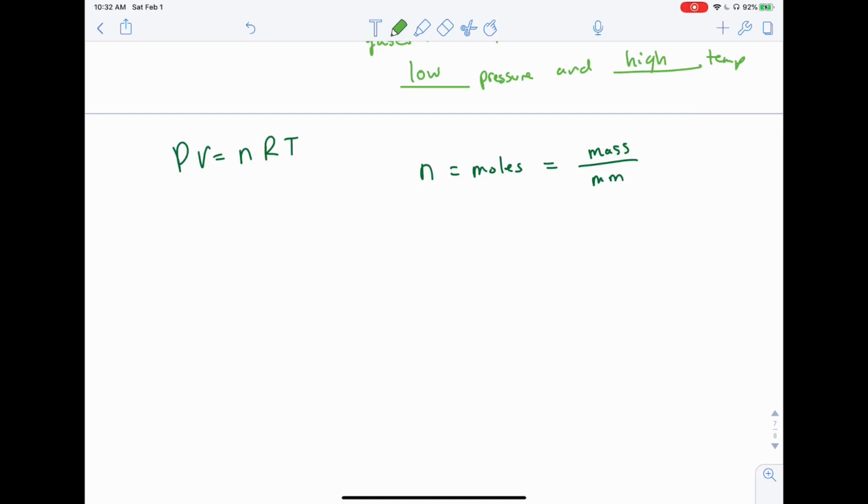Some books will tell you to rearrange it so that molecular mass equals dRT over P and stuff like that. Don't worry about that. Just focus on the fact that moles equals mass over molar mass, and therefore molar mass is equal to mass over moles. So the problem will give you the mass of the gas, and they'll give you conditions so you can find the moles, and then you just divide them to get the molar mass. I'm not going to try to make things complicated here. No need to try to memorize that equation.